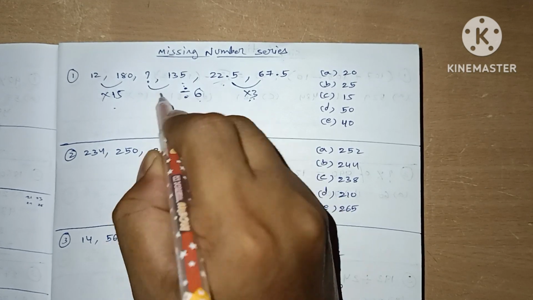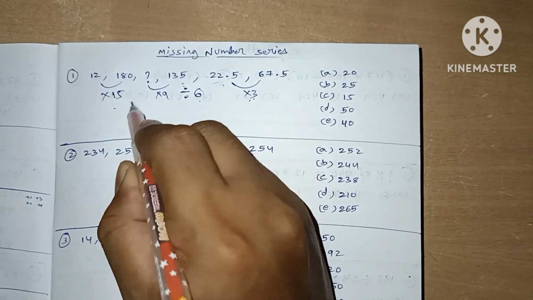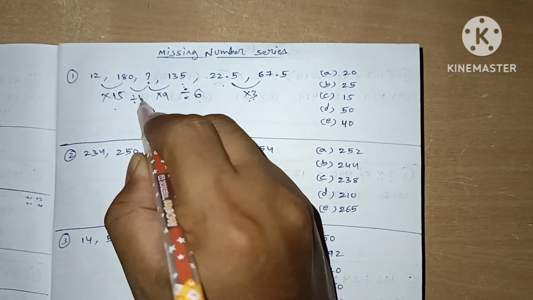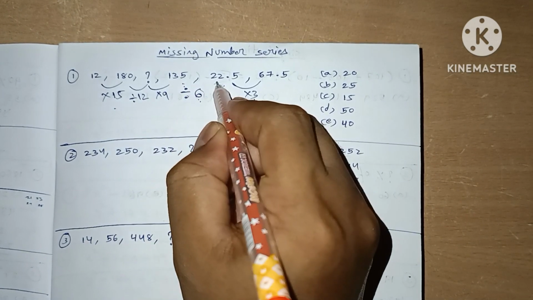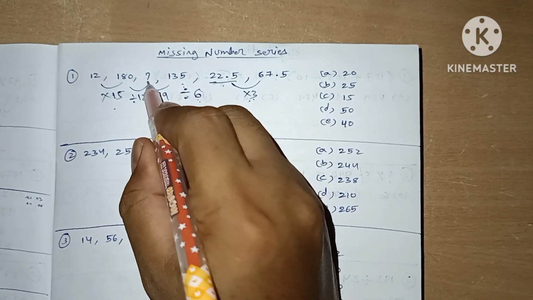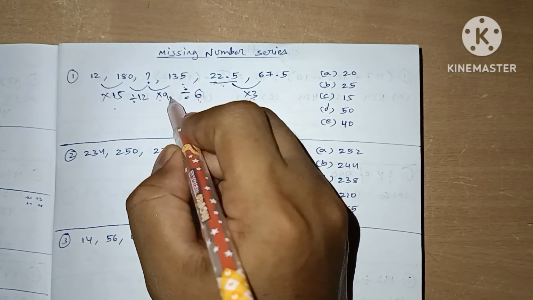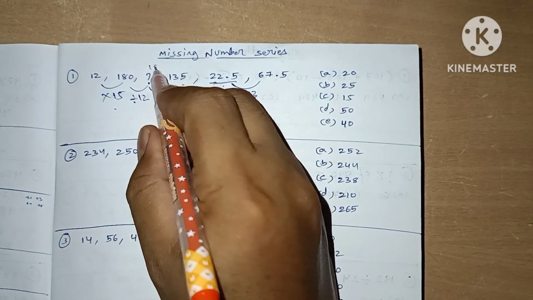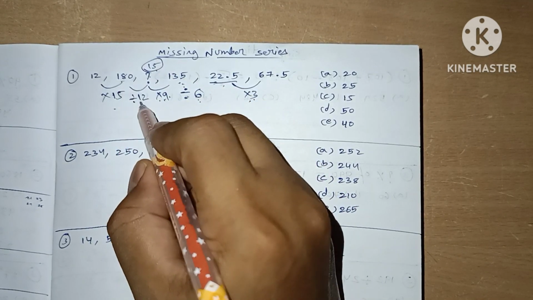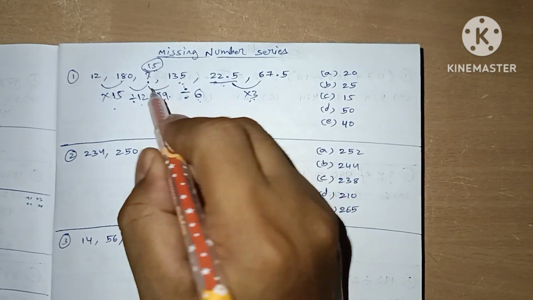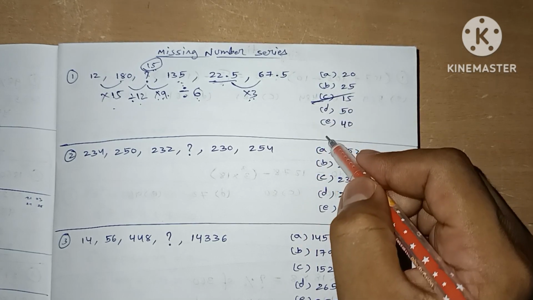and here 9, times 9. Here we take divided by 12. 135 divided by 6, we get 22.5. So x times 9 will be 135, means 15 times 9 is 135. So the question mark value is 15. 180 divided by 12, we get 15. So the answer is option C, 15.